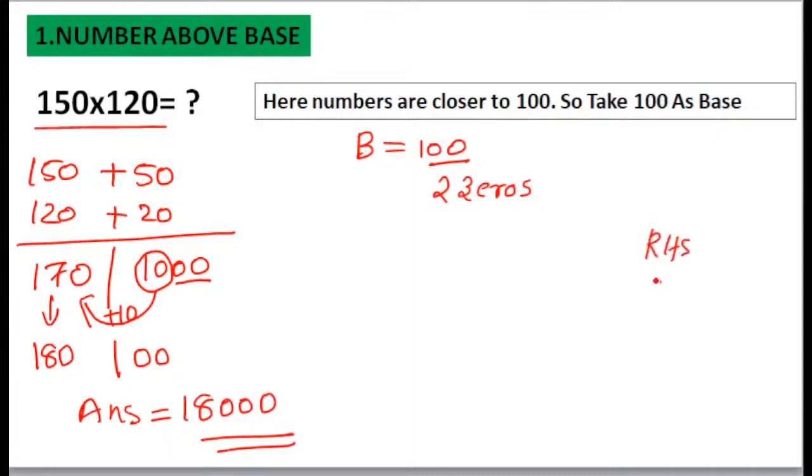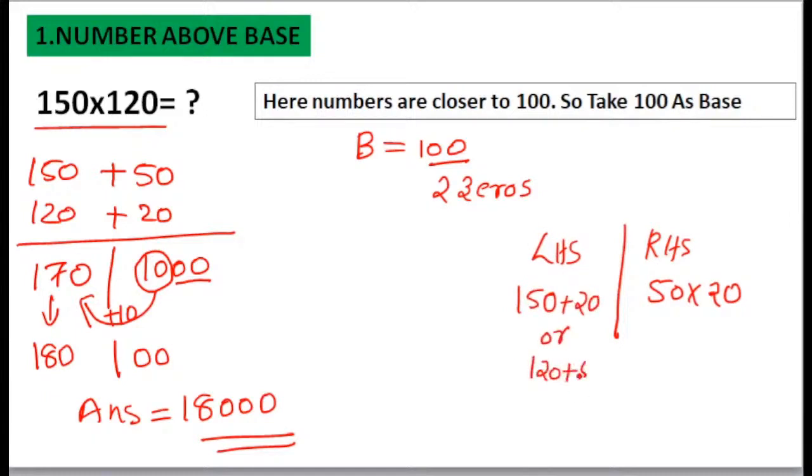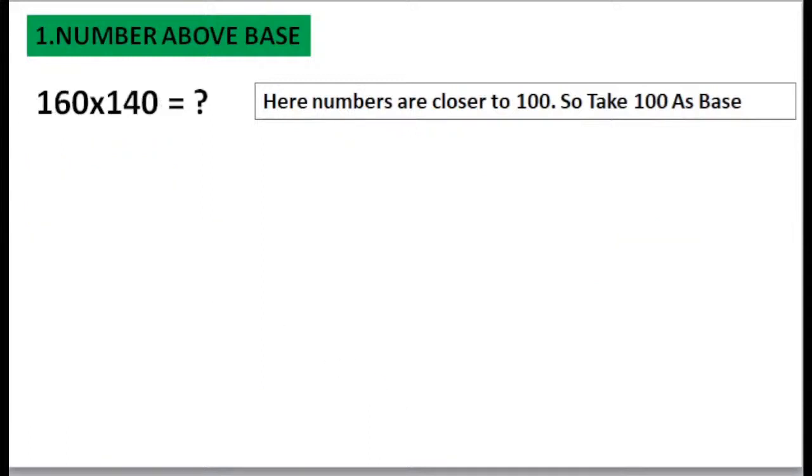Here RHS is equal to 50 into 20, and LHS is equal to 150 plus 20, or 120 plus 50. Both are the same, 170. So 18,000 will be your answer.